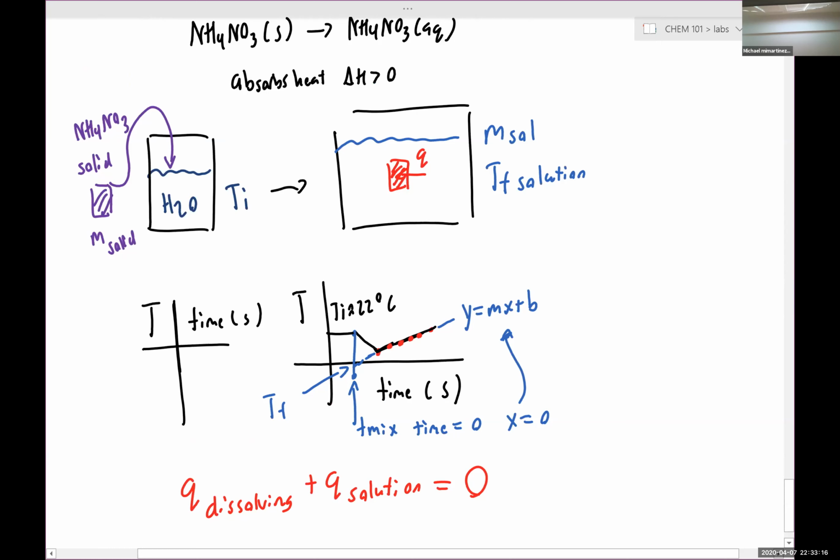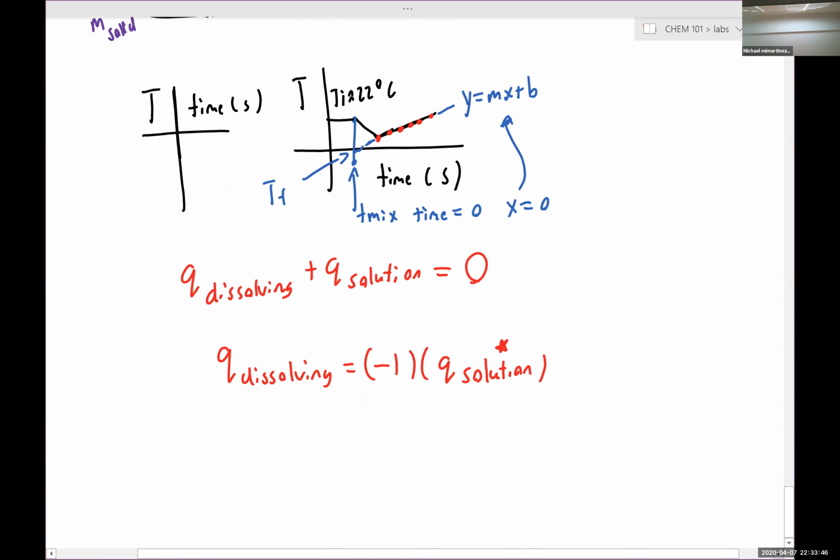What two things do we have in our solution? If we take a look at this picture, what two things do we have in this solution mixture? Feel free to type in chat. There are two things that we have in our solution. What two things do we have? Yep, exactly right. The solid and the water.